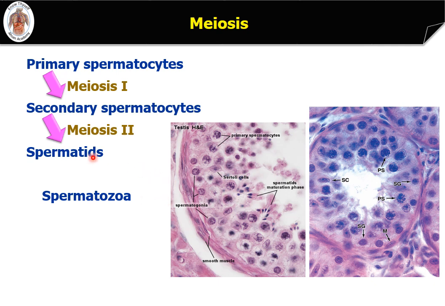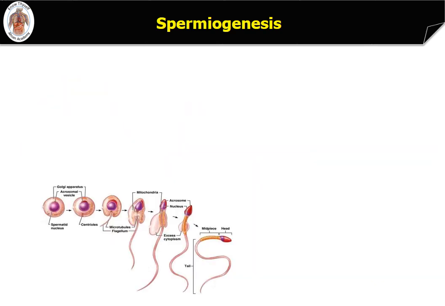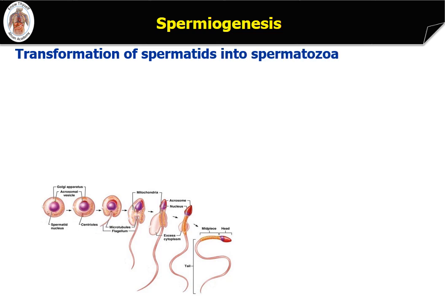This kind of differentiation needs one process, known as spermiogenesis, and this is the fourth and final stage of differentiation. Spermiogenesis involves several events that transform the spermatid into spermatozoa. Spermatozoon is the singular and spermatozoa is the plural. This has four stages.